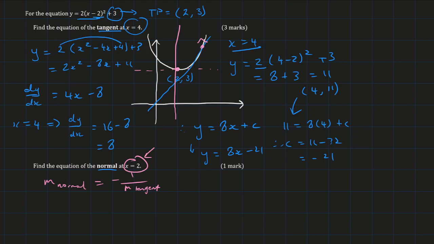What's the equation of this line? Well, it's a purely vertical line at x is equal to 2. Therefore, the equation is simply x is equal to 2 for the normal line.